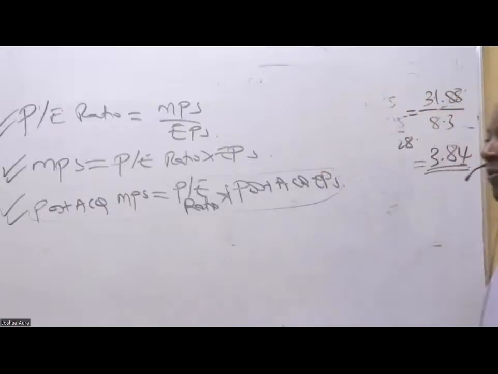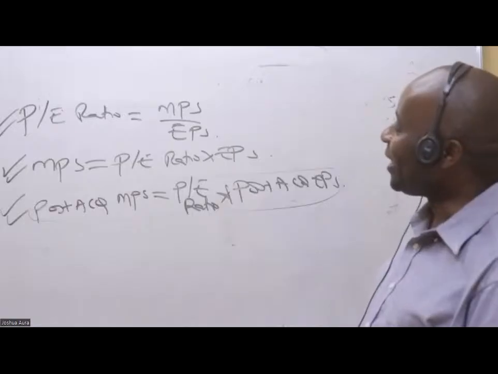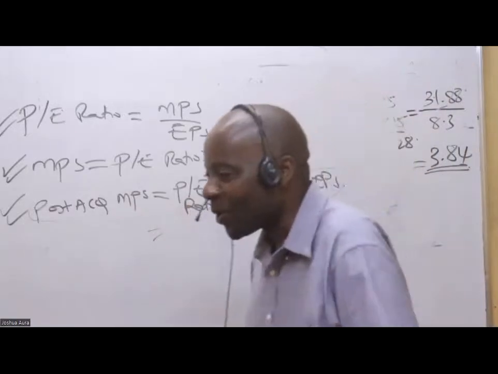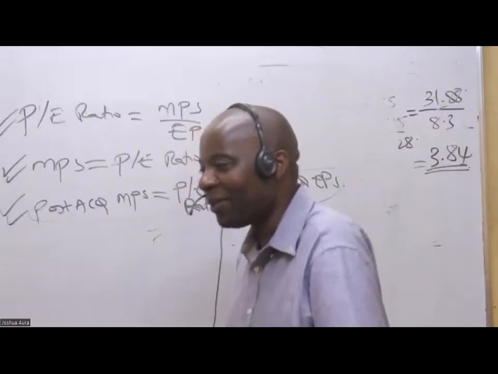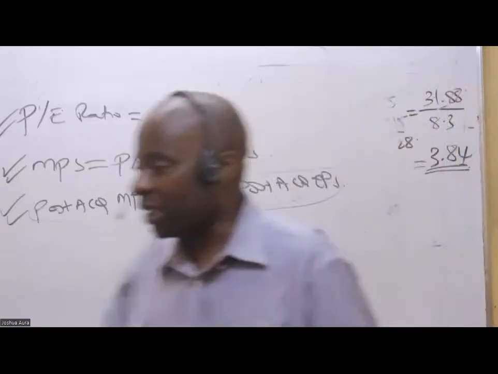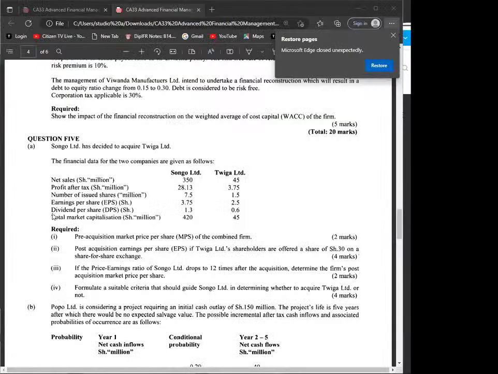This cousin doesn't require breaks. Right? PE ratio times EPS. So in this case, post-acquisition MPS equals, do we have this PE ratio? Yes, they have given us the PE ratio. The PE ratio is given here as 12 times.